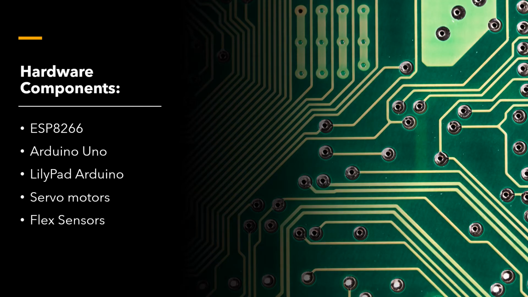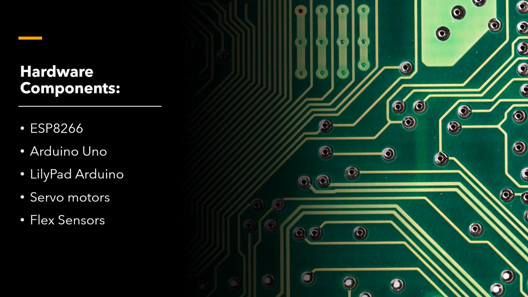So as explained in our system overview, the key components that we are going to be using in this project are going to be two ESP8266 modules. Those are going to be our Wi-Fi devices that are going to be connected to one another, creating a local network. The next one is going to be our Arduino Uno. That's going to be controlling the prosthetic arm.